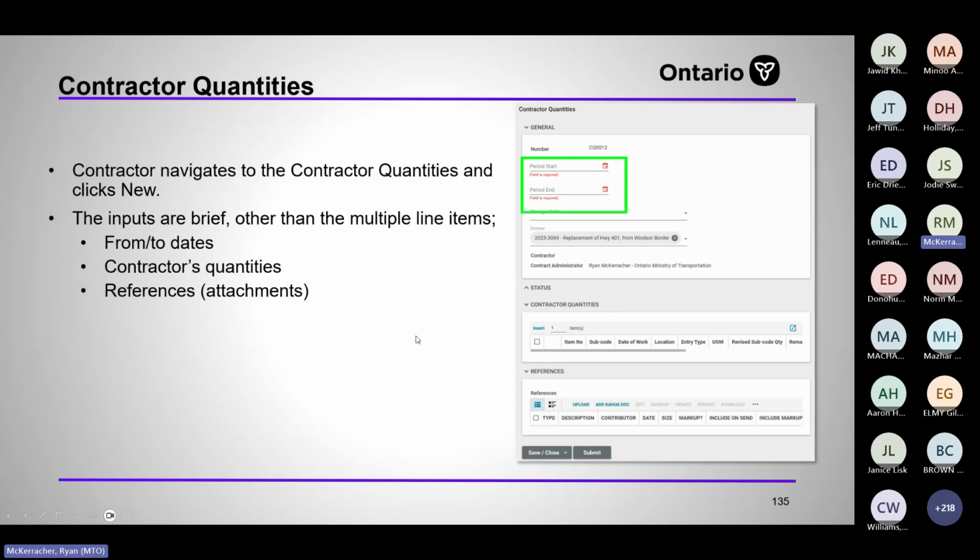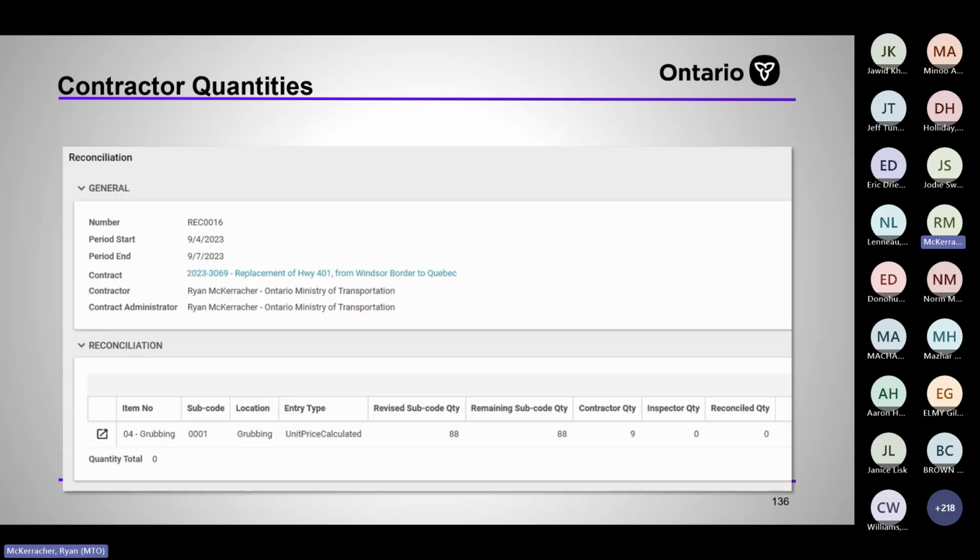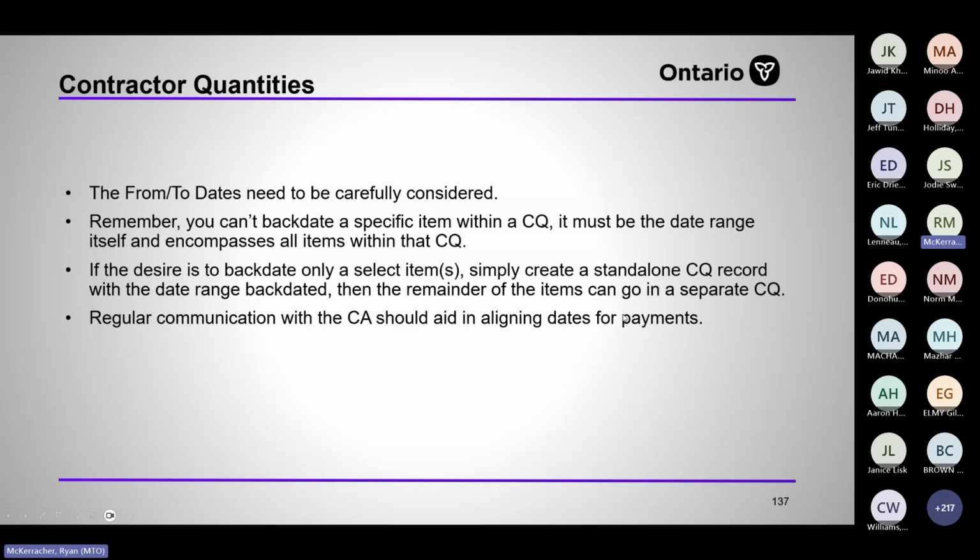So the contractor navigates to the contractor quantities app and clicks new and puts the from to their contractor quantities and any attachments that might help. You can see here, this is reconciliation 16 with the period start and end date of September 4th to 7th. It's still pulling in that quantity of 9 because even though the quantity of 9 was backdated to September 1st, it's based on the date ranges, not the date of work inputted into the individual subcodes.